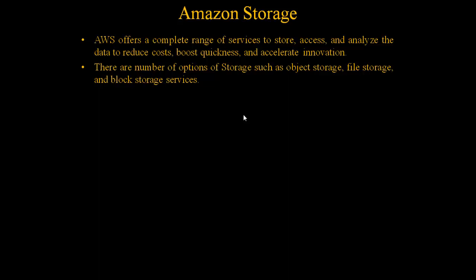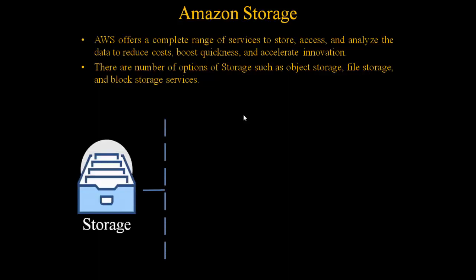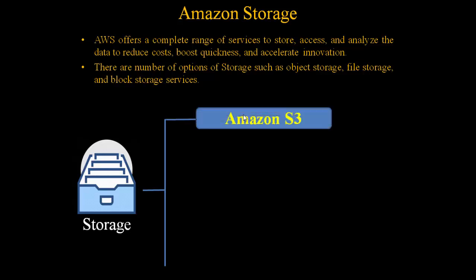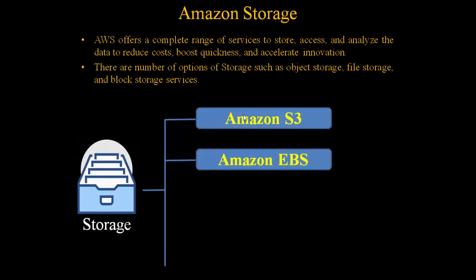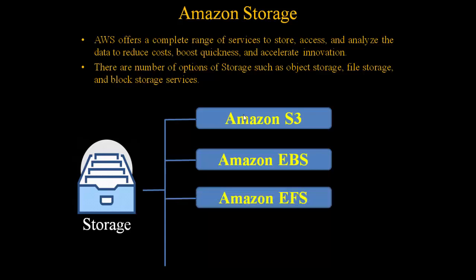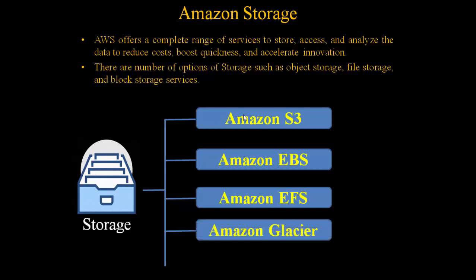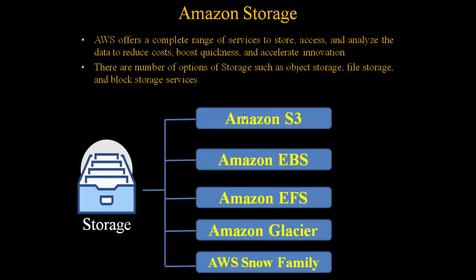Let us go in depth about AWS storage services. There are a number of services like AWS S3, that is Amazon S3. S3 means Simple Storage Service. Then Amazon EBS, that is Elastic Block Storage. Then Amazon EFS, that is Elastic File Storage. Then Amazon Glacier, nowadays also known as Amazon S3 Glacier. And last, AWS Snow Family. These are all specific services which belong to the storage domain. So let us discuss all the services in detail.